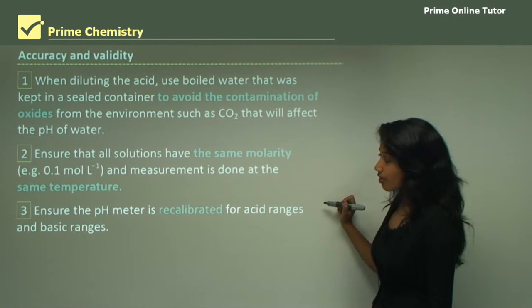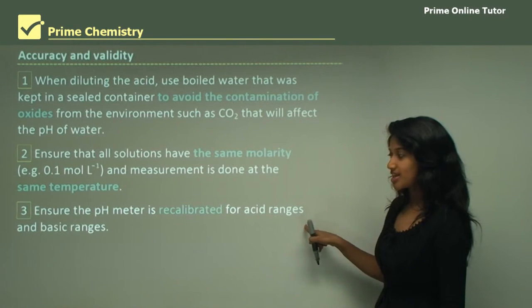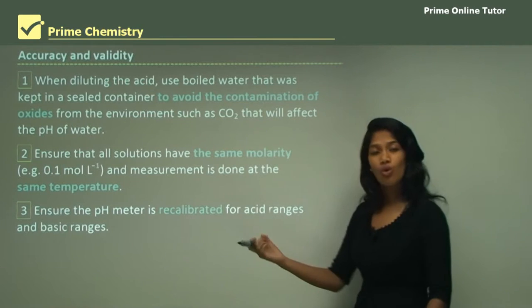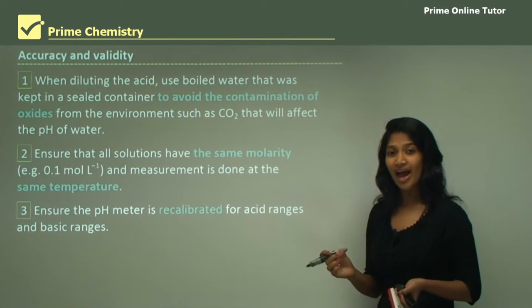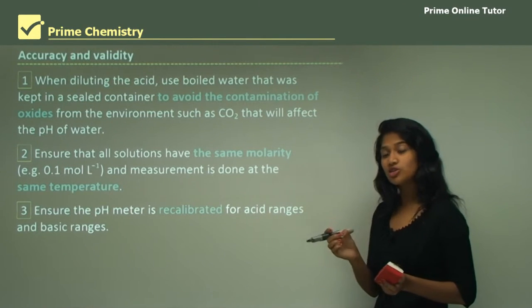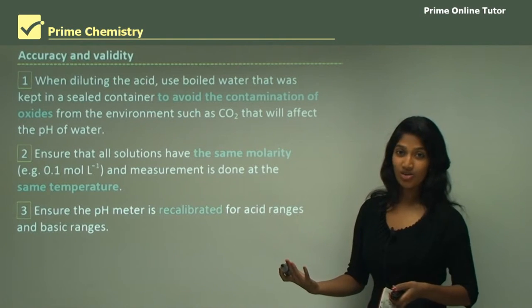Also ensure that the pH meter is recalibrated for acid ranges and basic ranges. So with this, you have to make sure you always recalibrate your pH meter. And to do that, you just simply put your pH meter into a distilled water container and make sure the pH meter is reading 7, and that way you're recalibrating your pH meter.